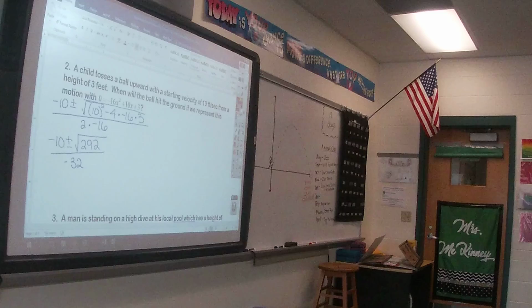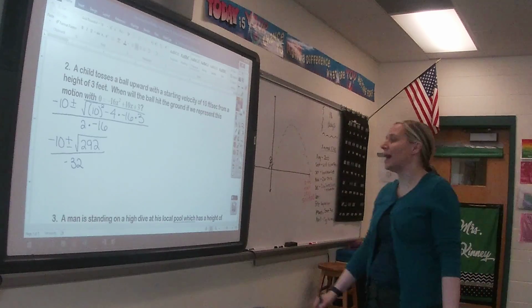Okay, so this is an appropriate situation for a decimal approximation. So when we square root this, how many decimal points do we give? 2. To the nearest hundredth. So this rounds to 17.09.